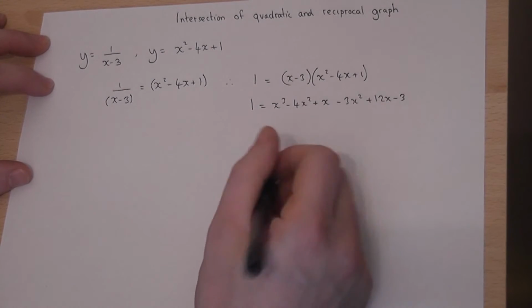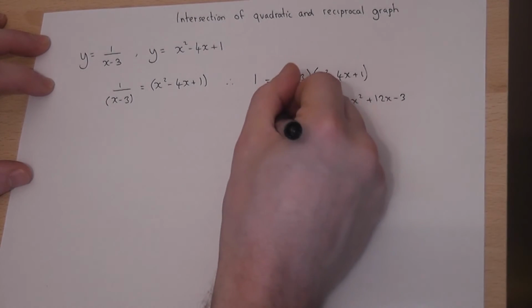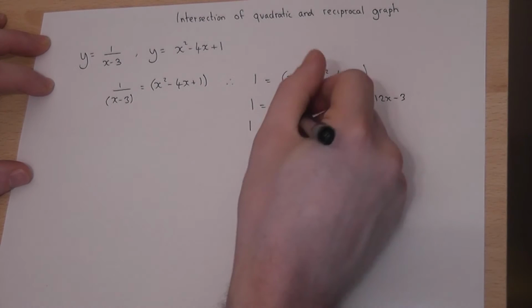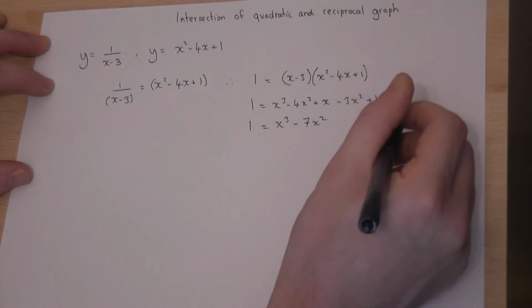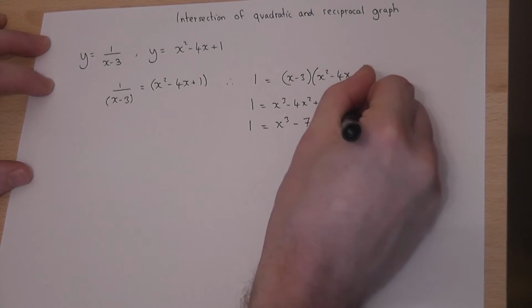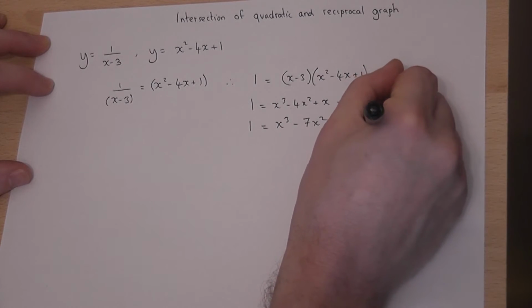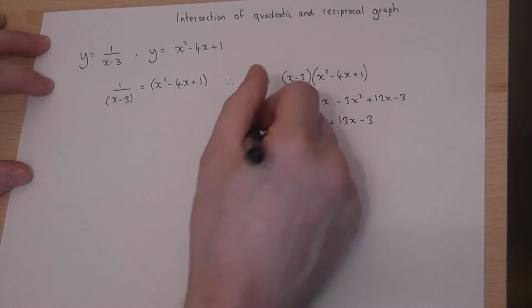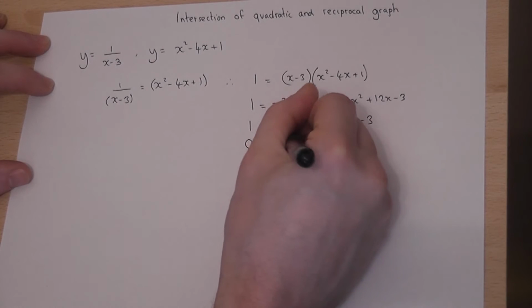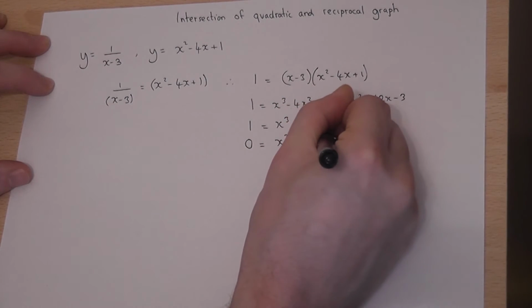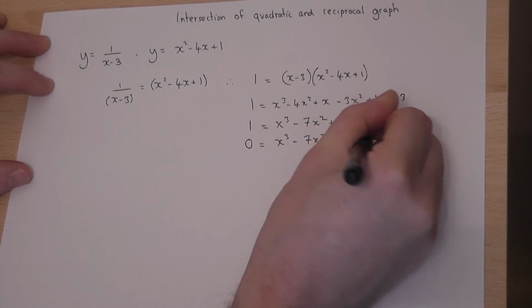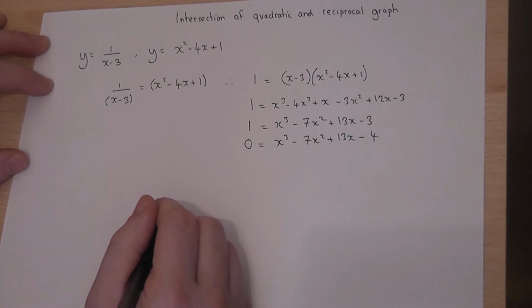If I then simplify, 1 equals x cubed minus 7x squared plus 13x minus 3, then set equal to 0, 0 equals x cubed minus 7x squared plus 13x minus 4. So that is the equation which I need to somehow solve.